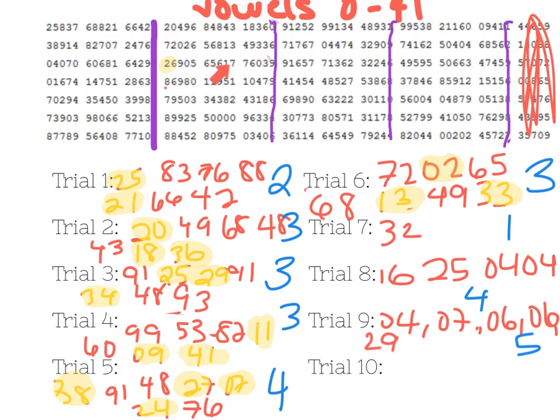17 is. 76 is not. So 17 is. 76 is not. 3 is. That's kind of hard to see on that one. The highlighter is a little harder to use. 3. So for trial 10, we had a 26, a 17, and a 3. So on this one, there's 3 of them.